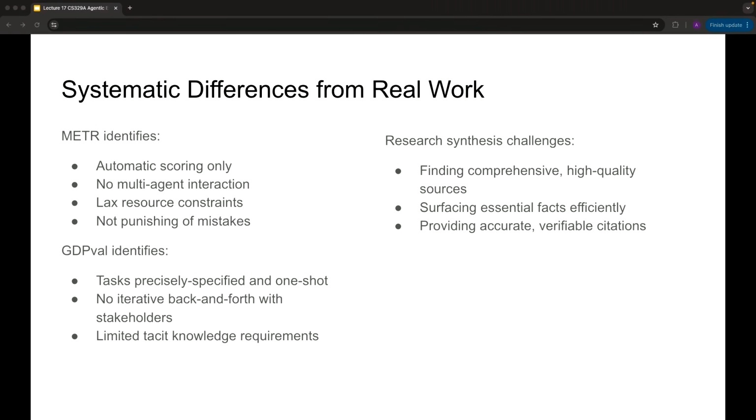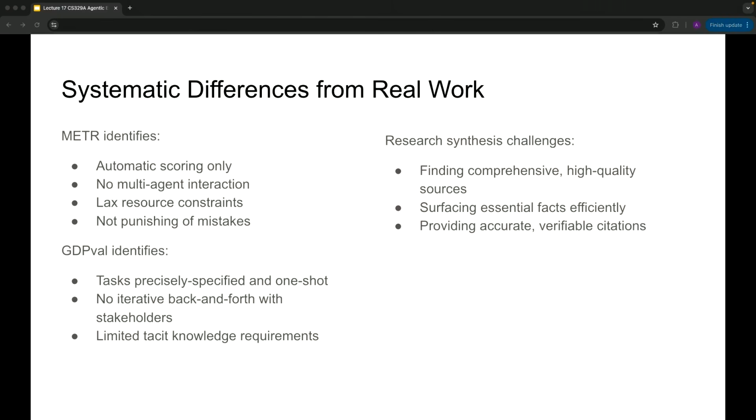In the second paper that we covered, called GDPval, which focuses very much on economically valuable tasks, the key aspect is that the tasks are extremely well specified, like all the context that the human would have in their head gets specified in the task, and it's one shot, so there's no iterative back and forth where you get to fix what the model did. And it requires the model to have some amount of tacit knowledge, so it needs the knowledge to be there already in the model.